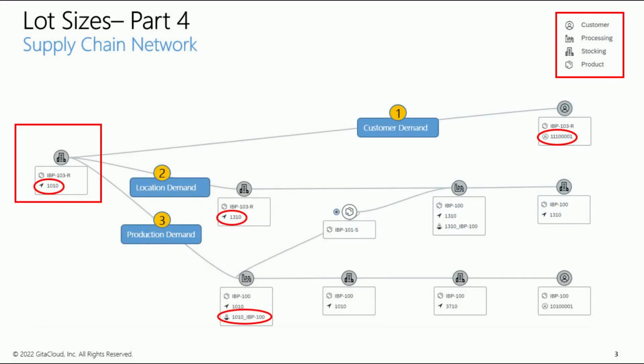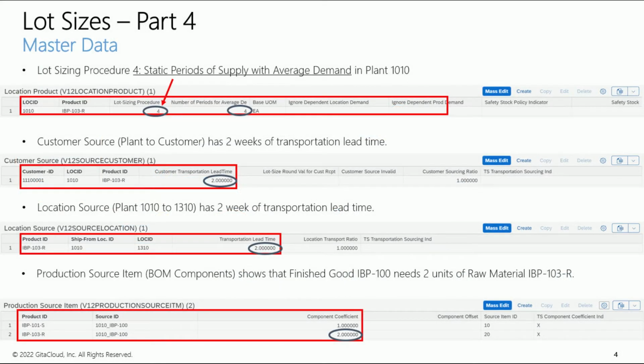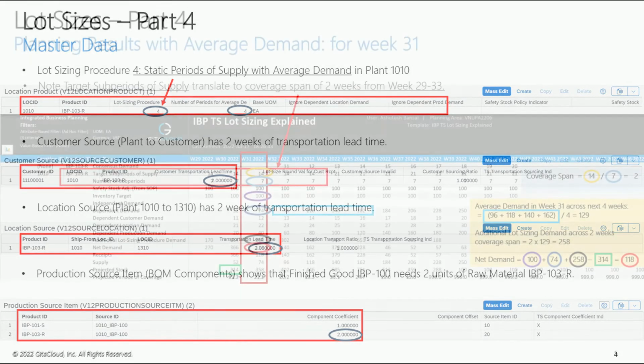We will continue the static periods of supply example from part 3 video of the lot sizes topic, but run with average demand this time. Note the lot sizing procedure value of 4, static periods of supply with average demand. Also note that number of periods for average demand is set to 4, which makes IBP compute average demand across the next 4 subsequent periods. Please refer to the part 2 video of lot sizes topic to understand the rest of the master data. We have included it here as a reference.